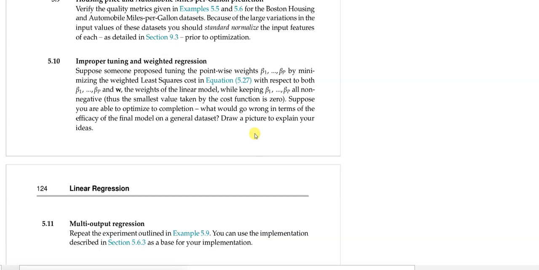Improper tuning of the weighted regression. So what happened here: weighted regression means if a particular condition is repeated multiple times, later we executed that in this form. Weighted regression depends upon the requirement, we may update this beta 1, beta 2 and so on, beta p.